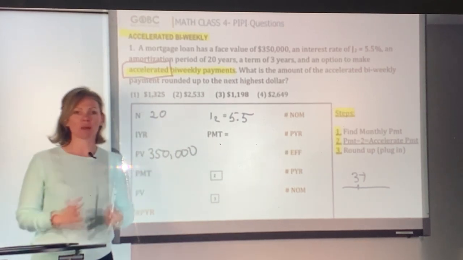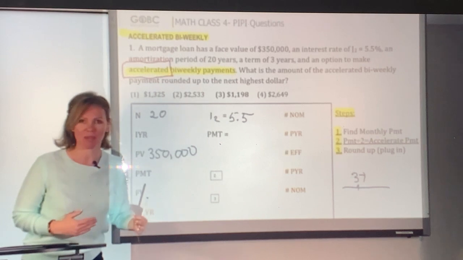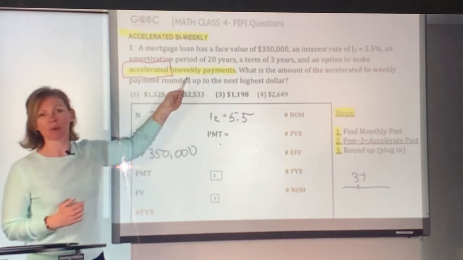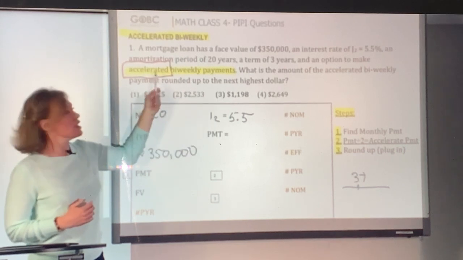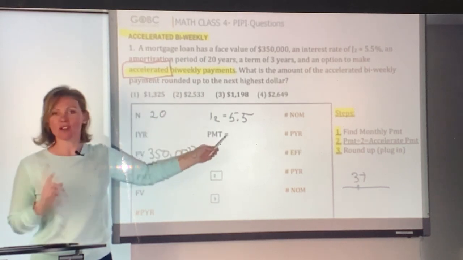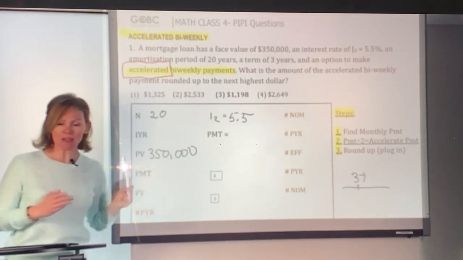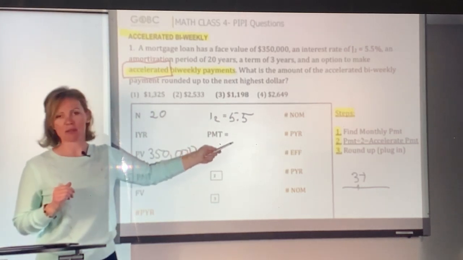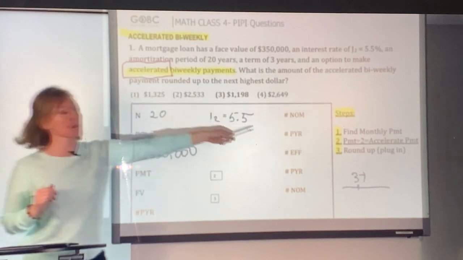You do the monthly payments, and at some point you accelerate that payment, okay? So for the exams, when you see the word accelerated biweekly, it's not the same thing as a biweekly payment, okay? It's two different things. When they say accelerated, it means your payment frequency is still 12. So when you find your initial payment, your payment frequency still stays at 12 because it's a monthly payment. So what we're going to do right now is find the monthly payment first, right?